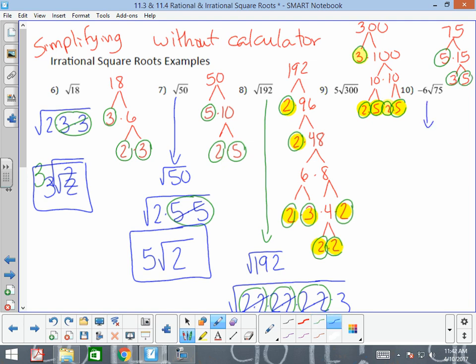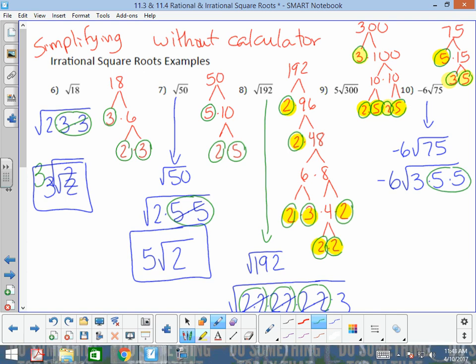So, let's see. Let me write it down here. Negative 6 square root of 75. So I have a negative 6 out here. Inside, I'm going to have 1 3 and 2 5s. That is what the prime factorization of 75 is. So I'm looking for twins. All right, so I see that 5 has a twin. That's the only one that has a twin.